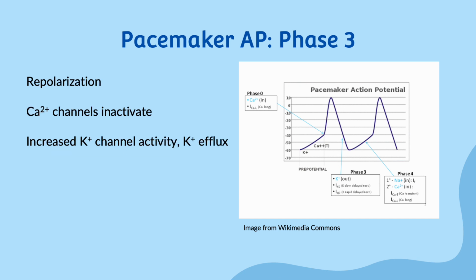Phase 3, which is also known as repolarization, is the rapid return of the cell membrane potential to its so-called resting state so that the cycle can restart. This is caused by the opening of channels that allow positively charged potassium ions to flow out of the cell and create a more negative membrane potential.